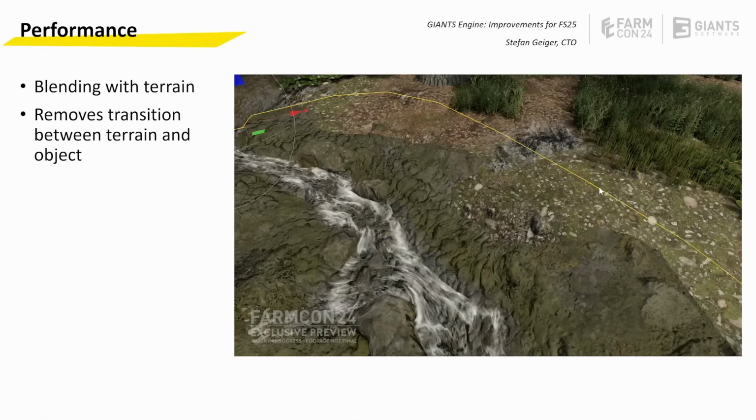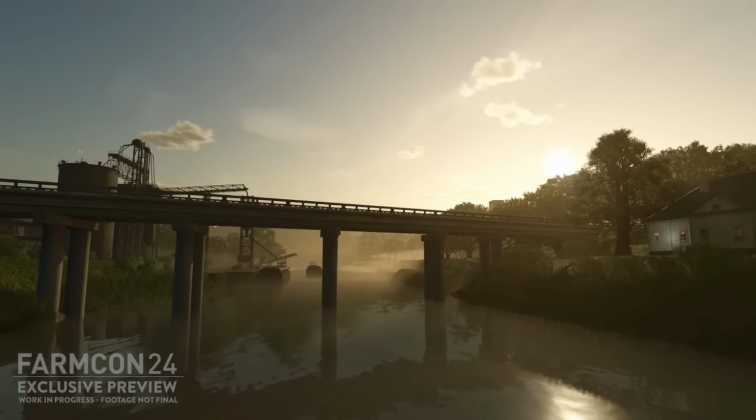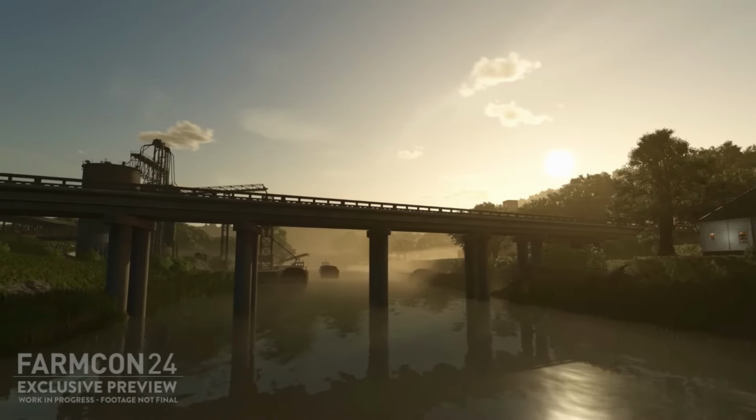Okay, now we have blending with terrain. Remove transition between terrain and object. So pretty much everything will blend together and look like it's in the ground rather than on top of it. And that was the last thing in this presentation, so there's no more information to go over now.